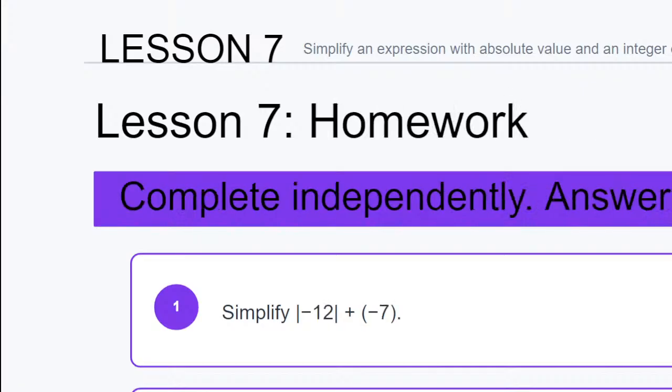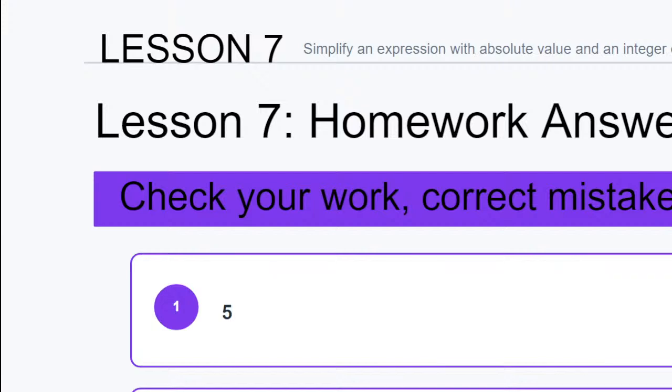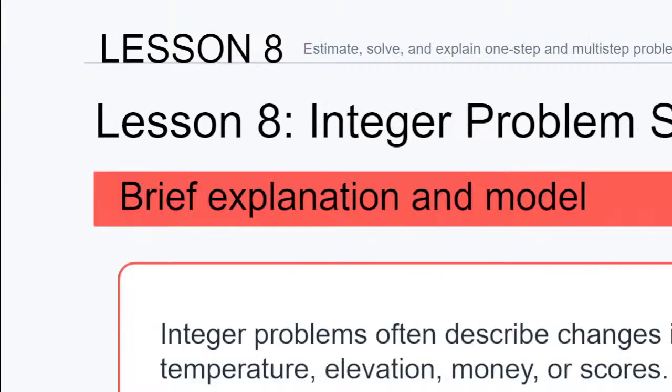Okay, this is the homework. Number 1, simplify the absolute value of -12, plus -7. Number 2, simplify the absolute value of 4 minus 10, and -1. Number 3, the absolute value of -5, plus 9. Number 4, the absolute value of -3, times 4, and state where the result lies. Number 1 is 5, number 2 is 5, number 3 is 14, number 4 is 12. 12 units to the right of 0.